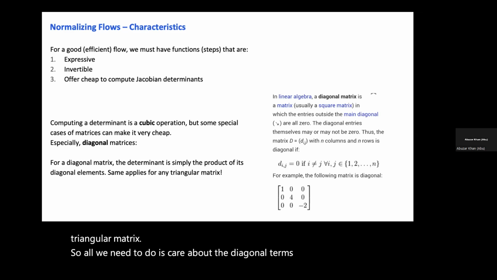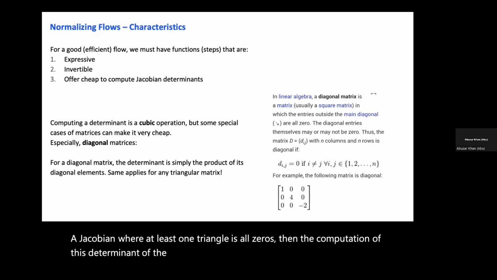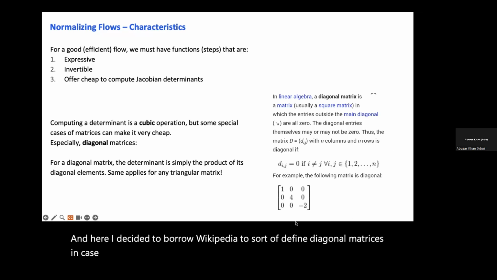So if we can achieve a Jacobian where at least one triangle is all zeros, then the computation of this determinant of the Jacobian would be super simple. And here I decided to borrow Wikipedia to sort of define diagonal matrices in case somebody is confused. But what that means is you only have diagonal terms. Nothing else is non-zero.